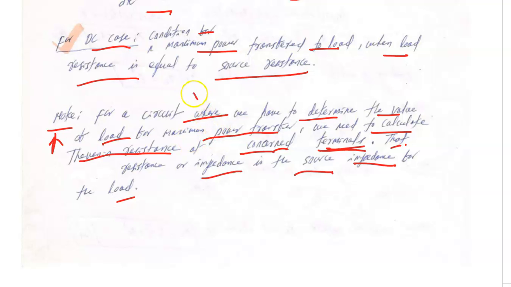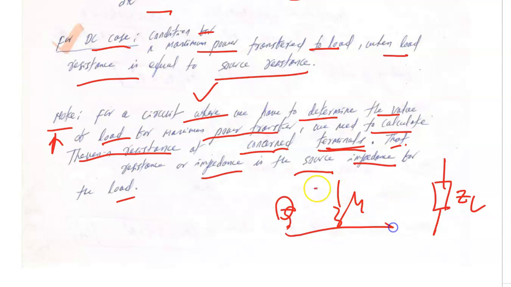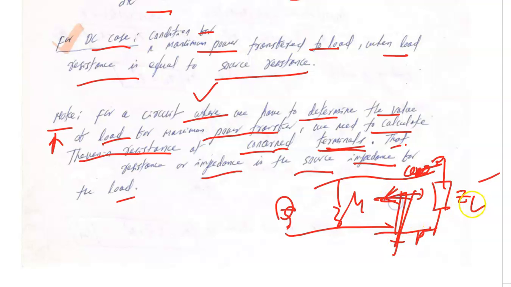That means in simple words, first, for example, you have a ZL here, but you have some elements, source, all these things. So how to find the maximum power transfer? What should be the value of ZL? You need to find the Thevenin impedance looking from this load terminal. Then for this ZL you have to use this Thevenin impedance.